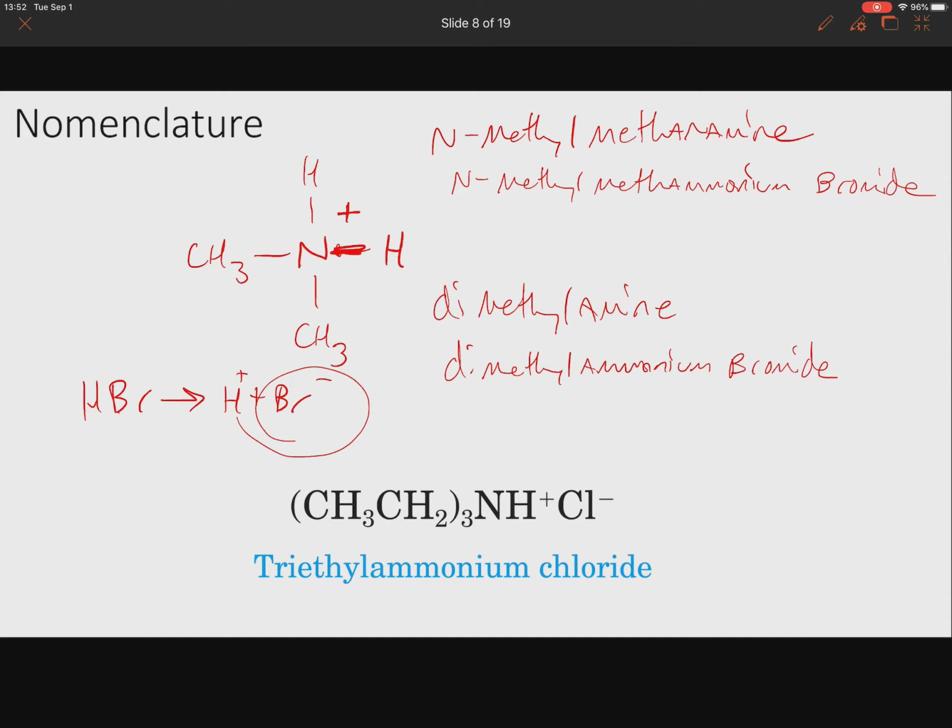Amine becomes ammonium. Methanamine becomes methanammonium. This happens anytime it gains that charge.